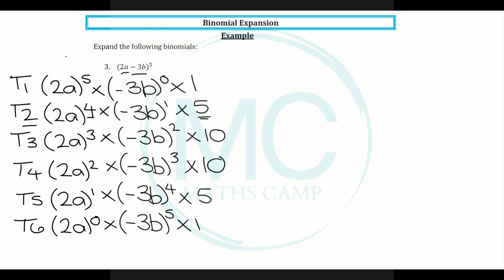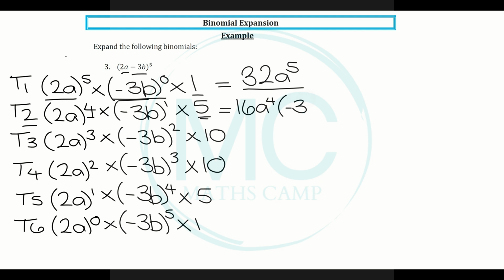Now in our first term, anything with an exponent of 0 is 1. So now we have 1 multiplied by 1 multiplied by our bracket. 2 with an exponent of 5 is 32. This becomes 32a with an exponent of 5. This is our first term. For our second term, let's tidy up our exponents. 2 with an exponent of 4 gives us 16. This becomes 16a with an exponent of 4 multiplied by negative 3b multiplied by 5.